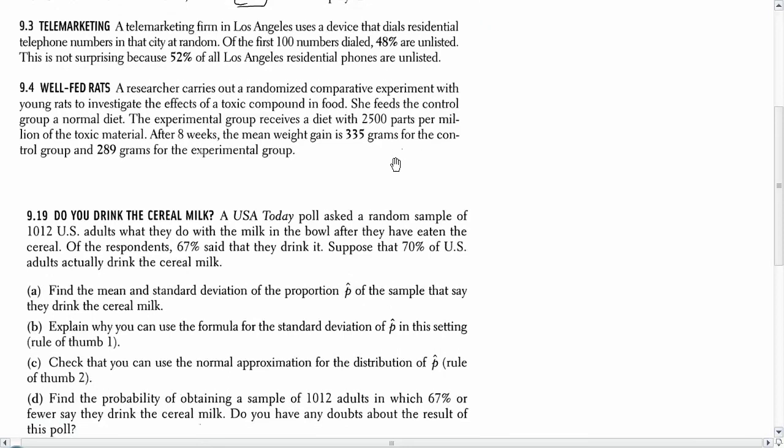A telemarketing firm in Los Angeles uses a device that dials residential telephone numbers in that city at random. Of the first 100 numbers dialed, 48% are unlisted. That's the sample, p hat equals 0.48. Okay, this is not surprising because 52% of all Los Angeles residential numbers, so that's all of them, that would make it p equals 0.52.